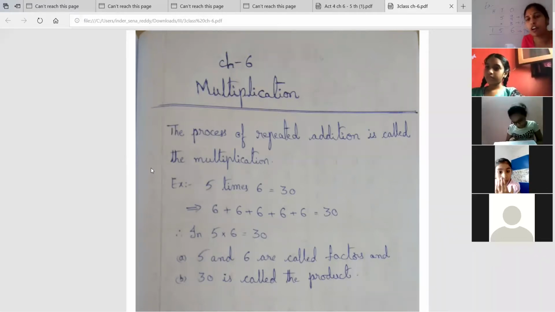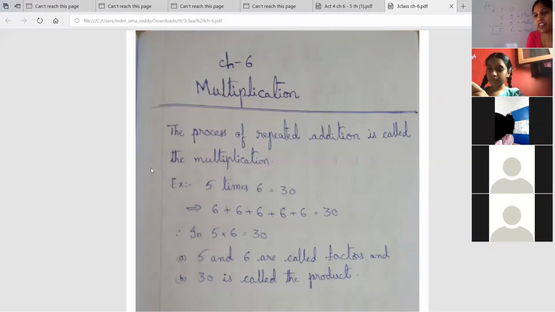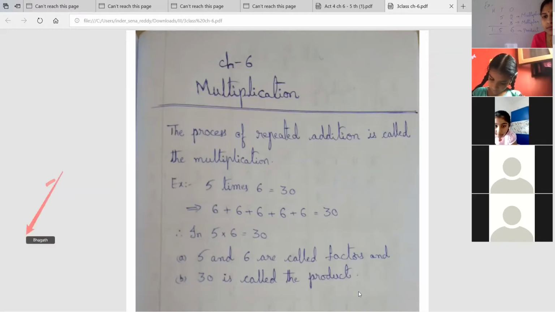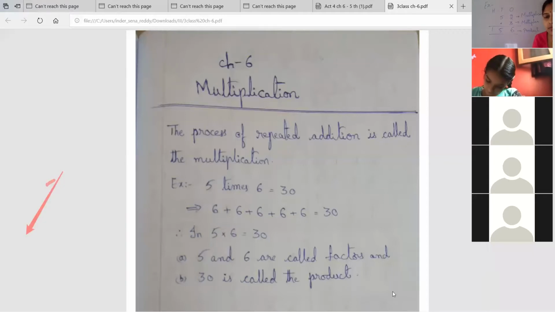See here, first all of you complete whatever I am showing on the screen. 5 and 6 are called factors. After that, you copy from the board. This example, after this, you go with the properties. Ma'am, we have to leave a line for the example. Yeah. Ma'am, which page? What is the page number? Page 67. Jyotish?